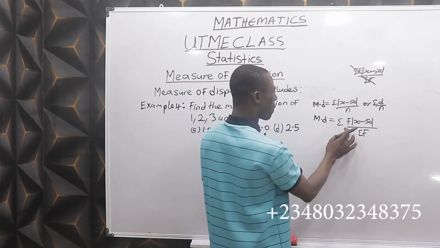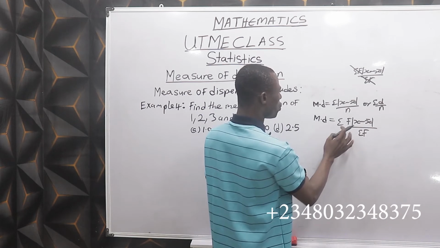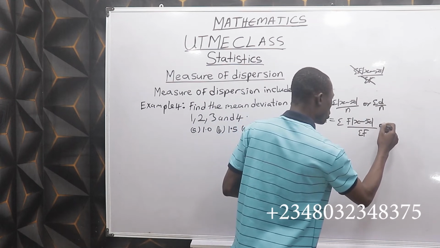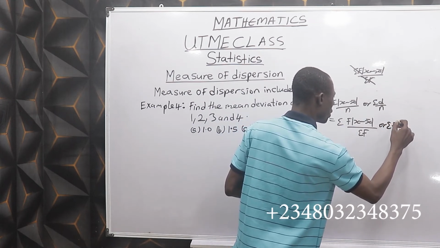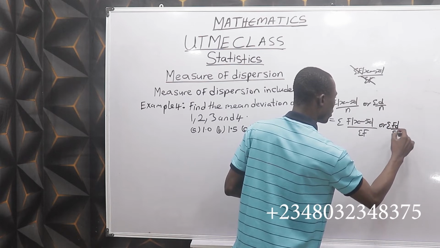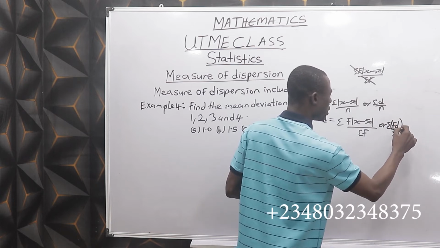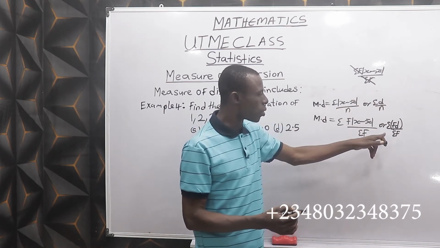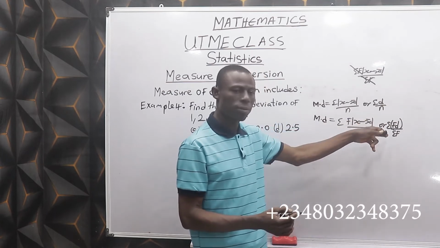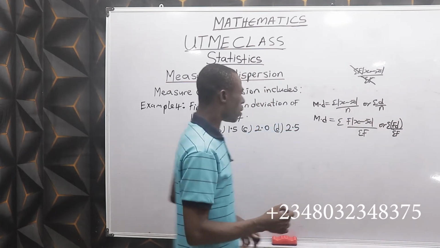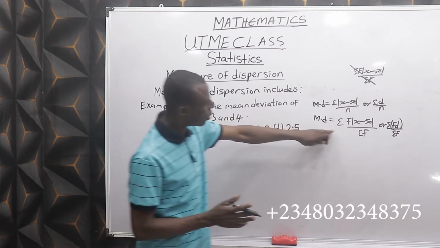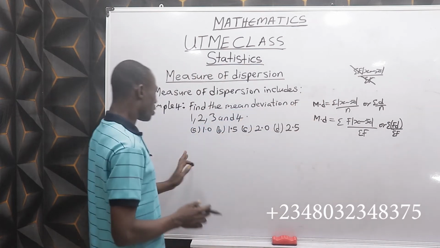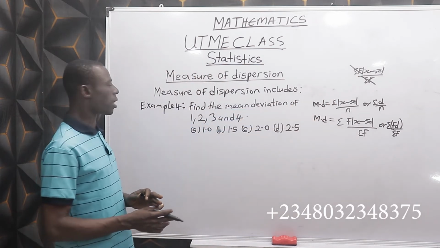So also here, if you are writing it like this, it will now be summation fd over summation f. I bracket fd to let you know that it is not summation f at the numerator. It is summation fd, not summation f times d divided by summation f. So that is it. This is for tabulated data. This is for non-tabulated data.